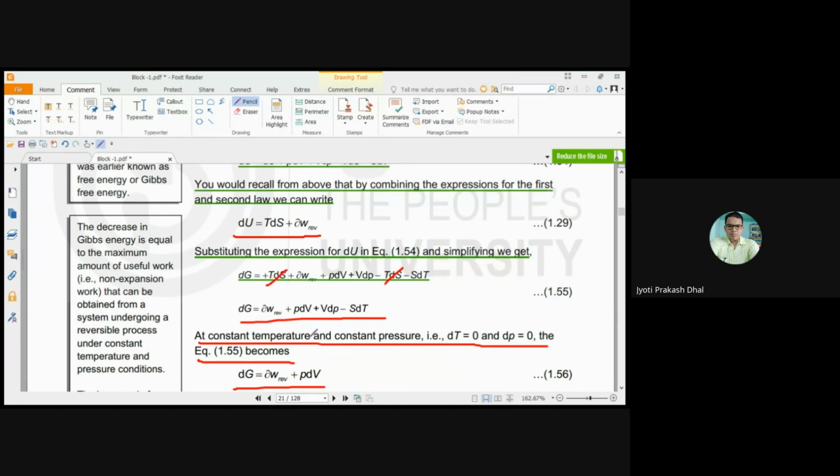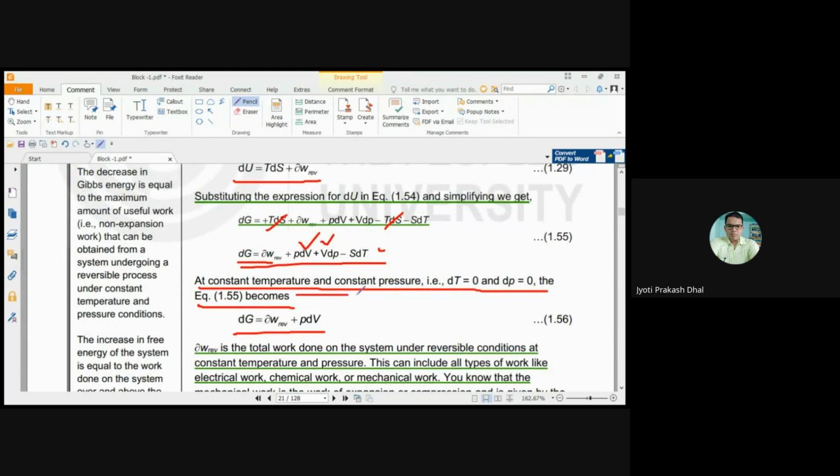So we can write dG equals δW reversible plus PdV plus VdP minus SdT. And the process is carried out at constant temperature and constant pressure, because we are already defining the Gibbs free energy change, so the process should be carried out at constant temperature and constant pressure.